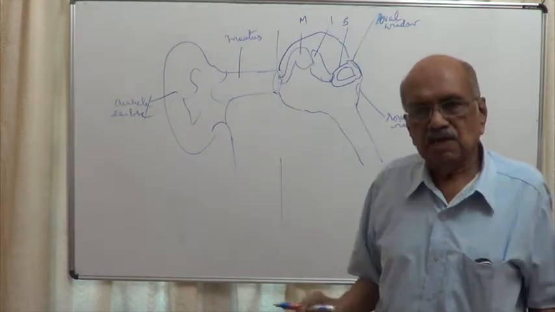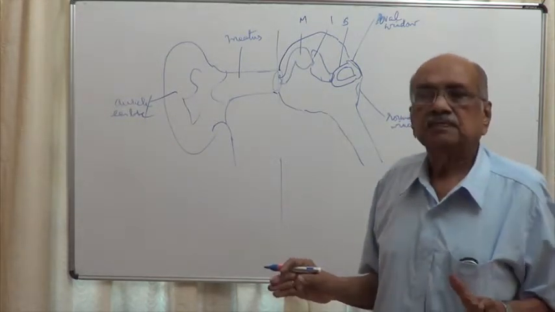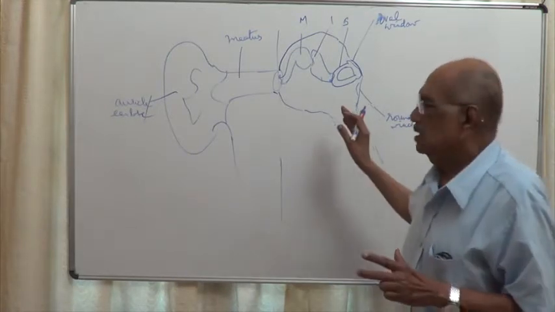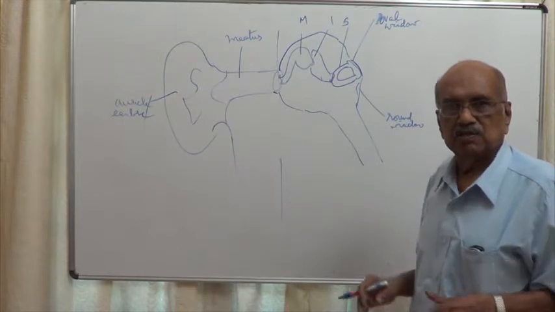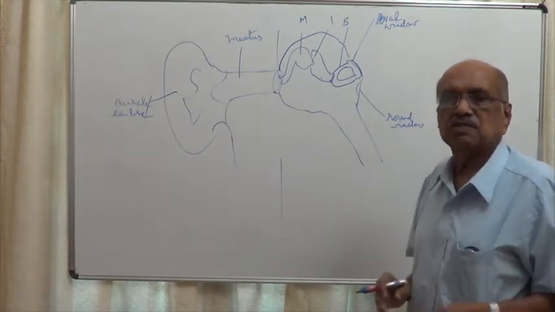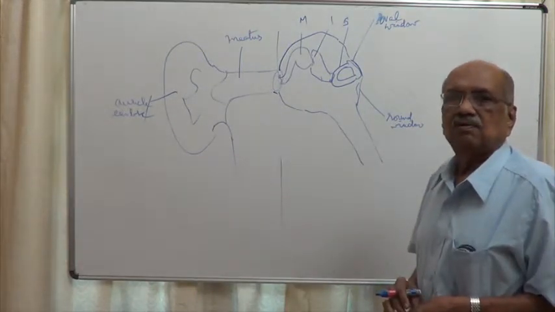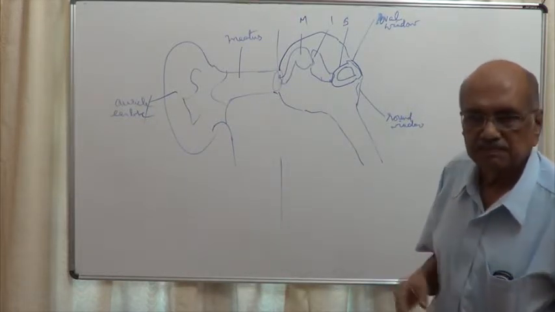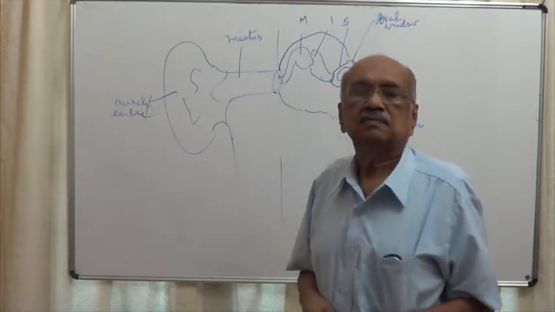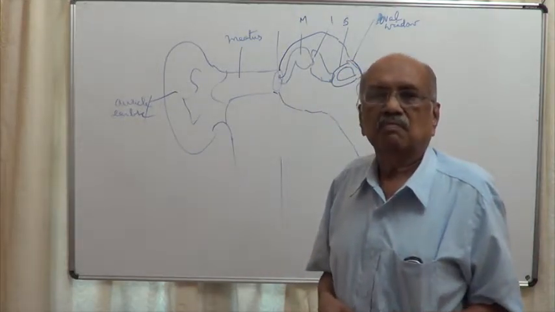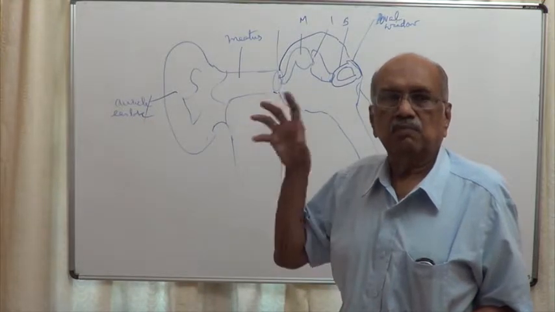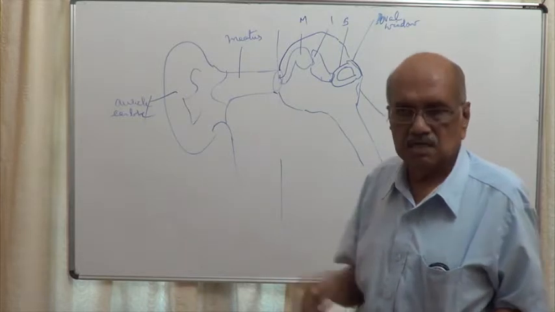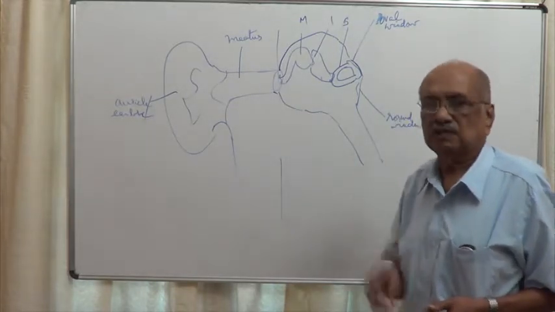So, three components are there. Very funny. The ear has three components. The middle ear has three components. The inner ear has three components. Looks as if we have components of multiples of three. The components of the inner ear, internal ear, are involved in two functions.